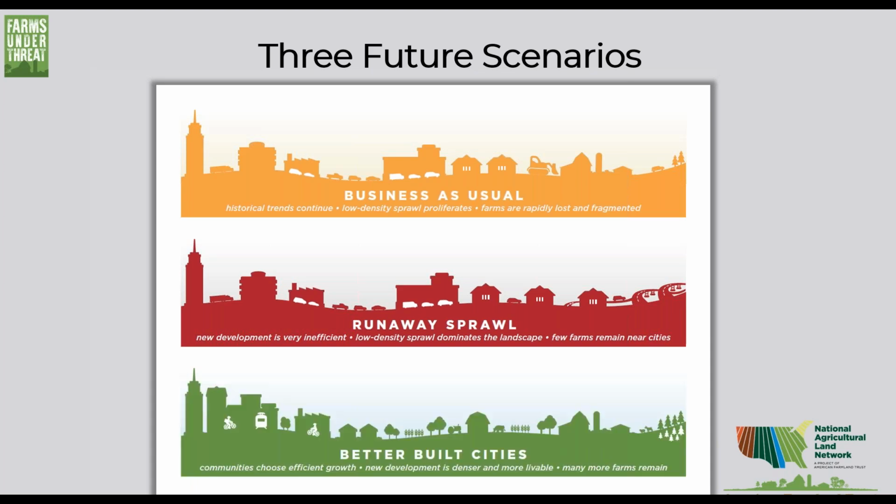And lastly, we modeled the future we hope for: better built cities. This scenario envisions successful efforts to reduce the footprint of residential, commercial, and industrial development on productive ag land. While the scenario still results in the conversion of some agricultural land, it envisions a future with vibrant, compact cities and towns and abundant farm and ranch land to meet the needs of the future.